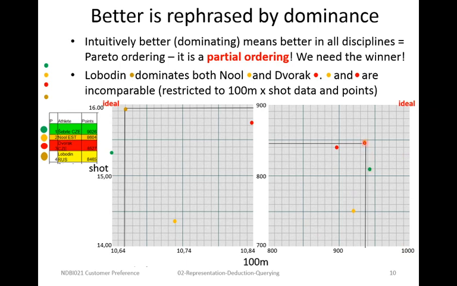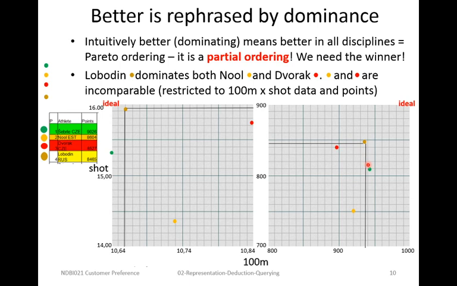And we see that again, this domination, that he is better in both disciplines, remains. So he is still better than both the red one and the yellow one. And the green one is incomparable, because here it has more points in the 100-meter, but in the shot he has fewer.